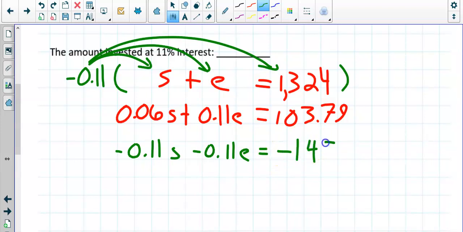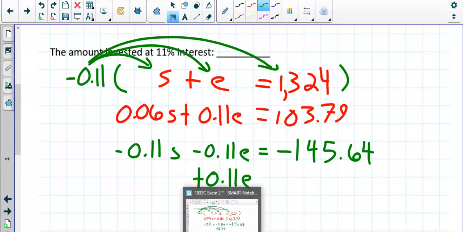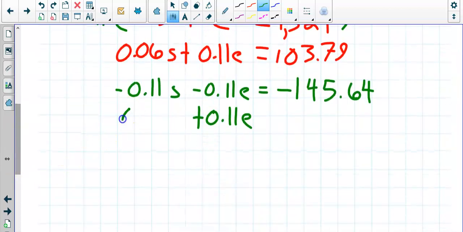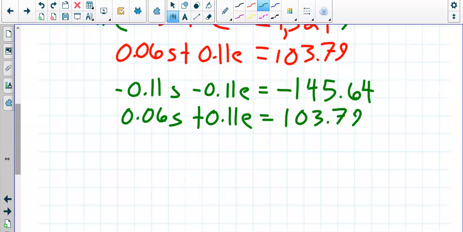Negative 145.64. Anybody want to argue on that one? Double check, or does it feel all right? I'm going to trust your math. Now the bottom equation was a positive 0.11, so do I have to do anything to that bottom equation? Nope. So we just write it down: 0.06S equal to 103.79. Okay. And what do we do now?